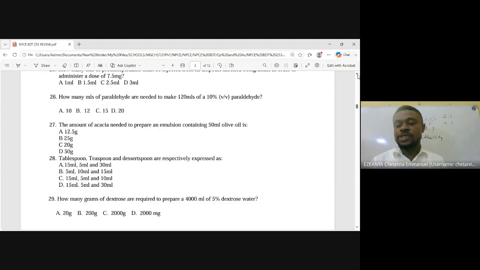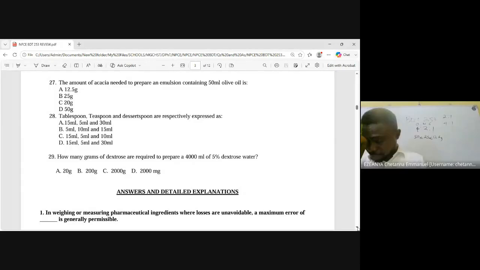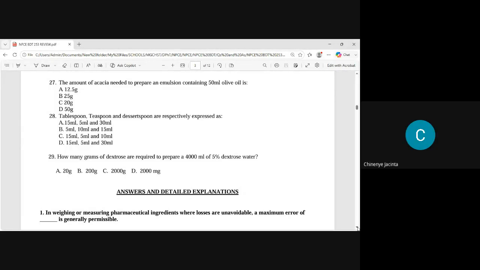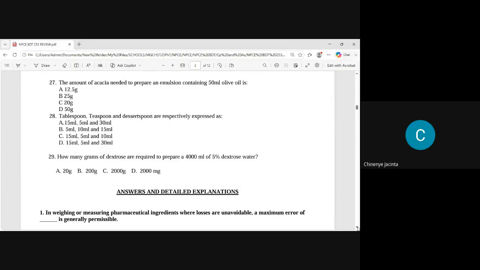Question 29 is a pushover. Very simple. 100 grams. B. What's the answer? 200 grams. How did you get 200 grams? 5% weight in volume means 5 grams in 100 ml. So X to 4,000 ml. So 5 times 4,000 ml over 100 ml. 200 grams. God bless you.